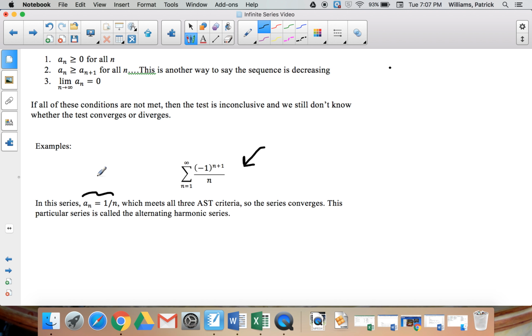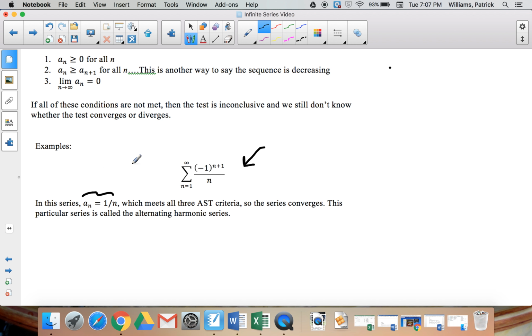It turns out, remember that 1 over n itself was called the harmonic series, which was divergent? Well, if we add a (-1)^(n+1) in front of that 1 over n, it becomes the alternating harmonic series, which actually converges. So this is what I was saying on the previous slide, where sometimes when we make divergent series alternating series, they become convergent series. This is one example of that.